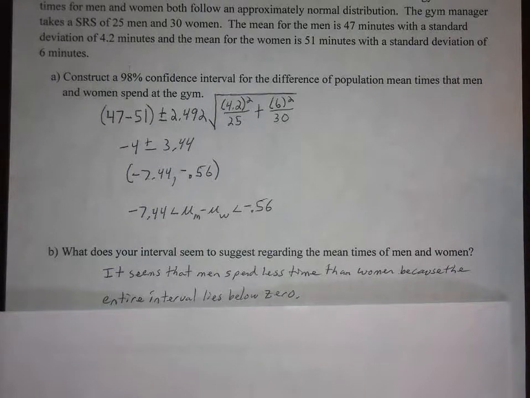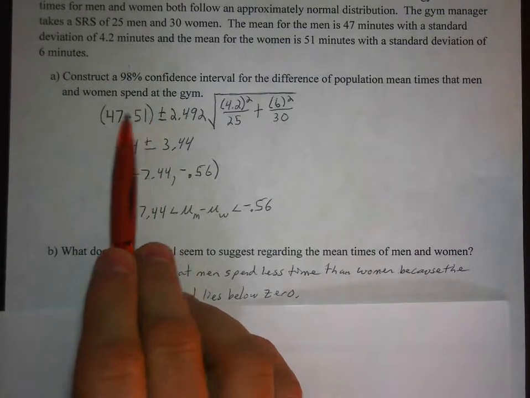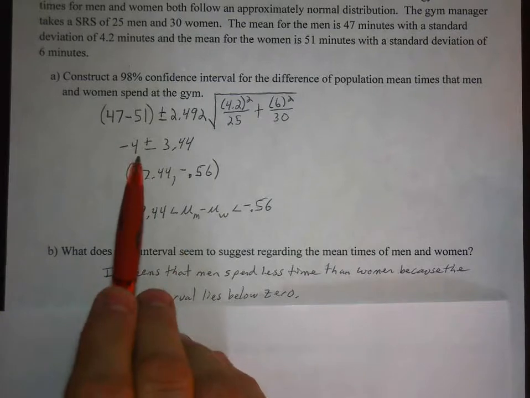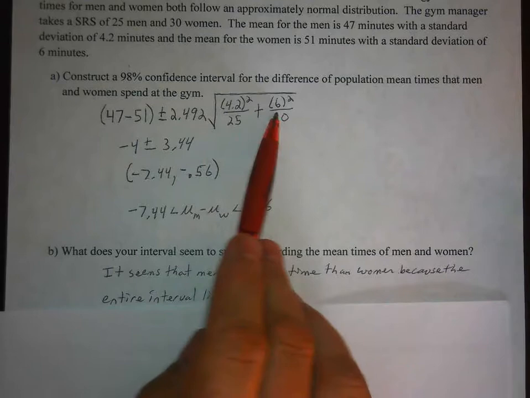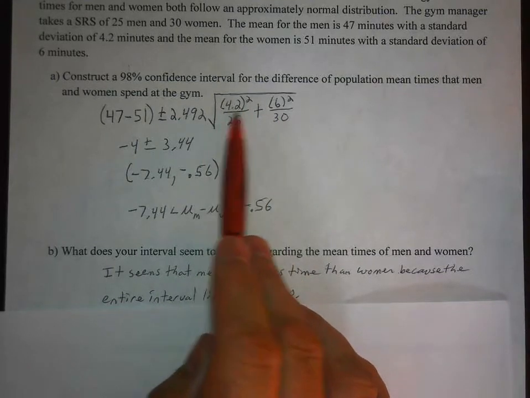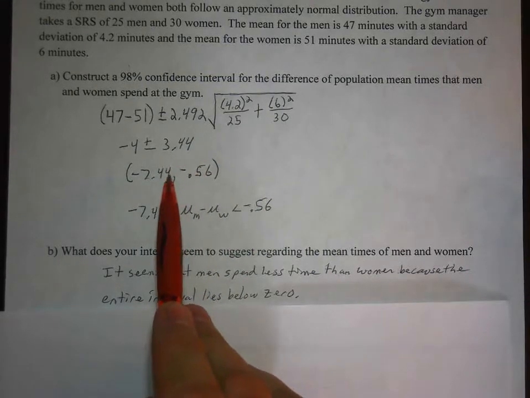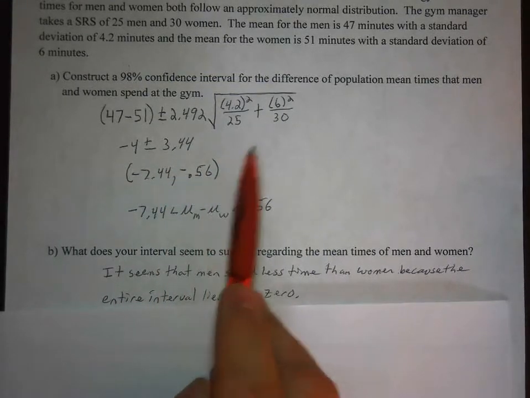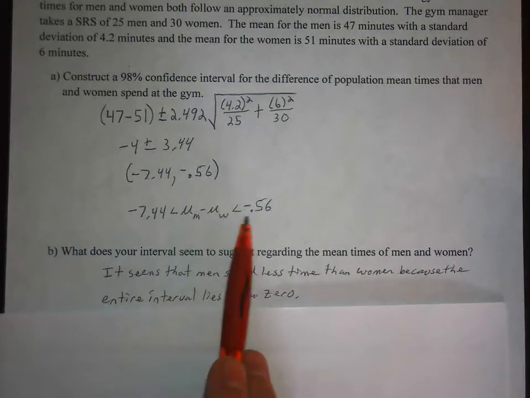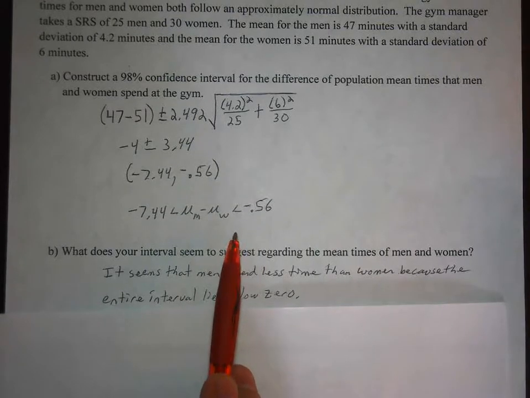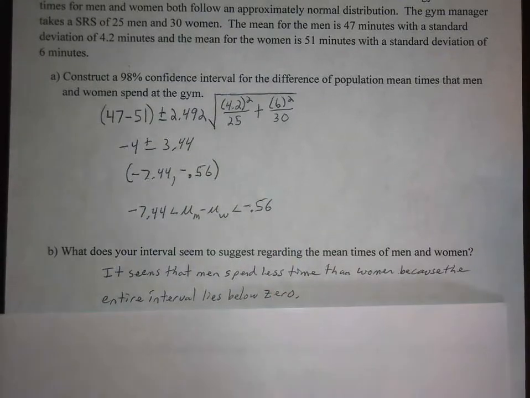Now, if we had defined our groups in the opposite way, so rather than 47 minus 51, if we flip-flop those, that would make this a positive 4. Your margin of error would still be the same because nothing changes other than flip-flopping these two fractions. All that would do is make these numbers positive, which just means we did women minus men and got positive answers, meaning the times for women were larger than the men.